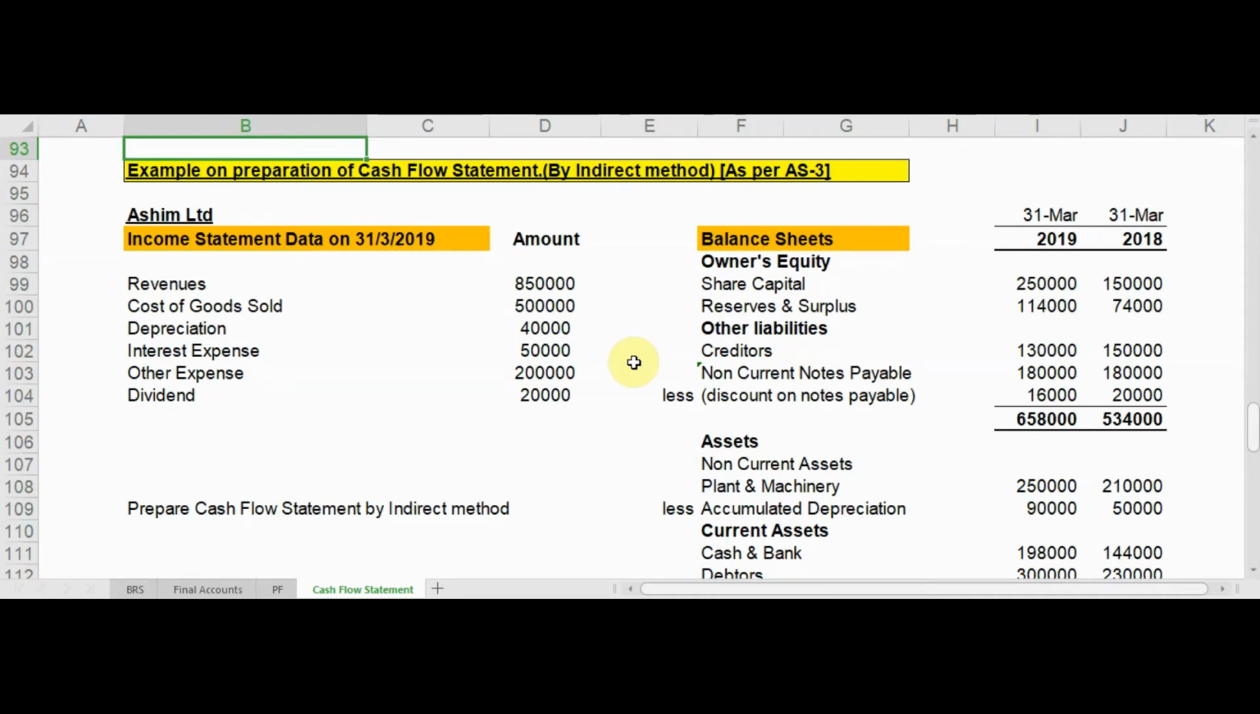Welcome to today's class. Today we will discuss preparation of cash flow statement by indirect method under Indian Accounting Standard 3. In part 1 of the video on preparation of cash flow statement, I discussed in detail the various cash flows under Accounting Standard 3, that is cash flow from operating activities, cash flow from financing activities and cash flow from investing activities.